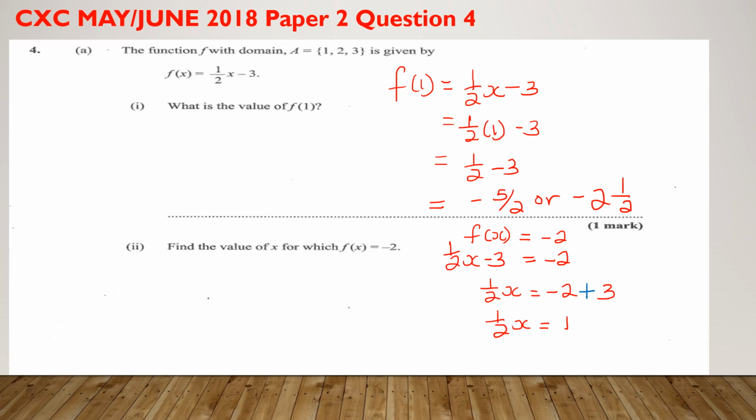Another way of writing a half x is x over 2, which is equal to 1. So what we will do is multiply the left hand side by 2. That is going to cancel out here, and it's going to leave us with x is equal to 2.